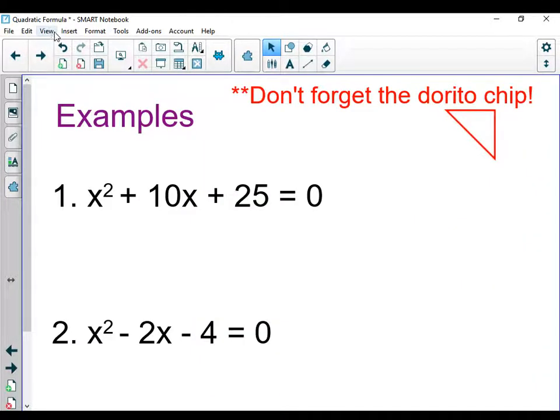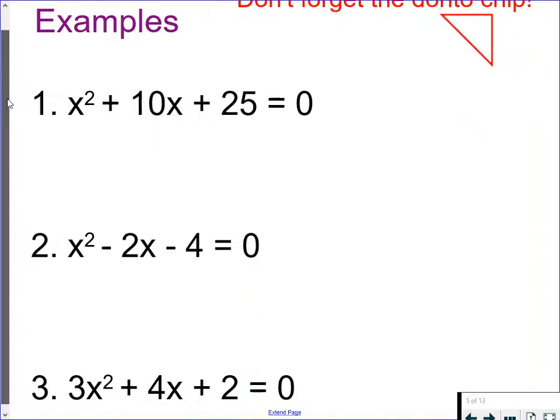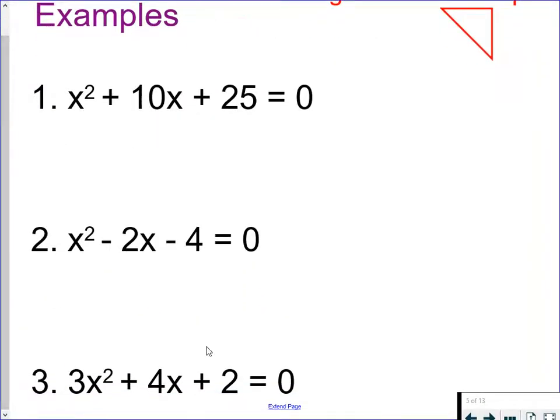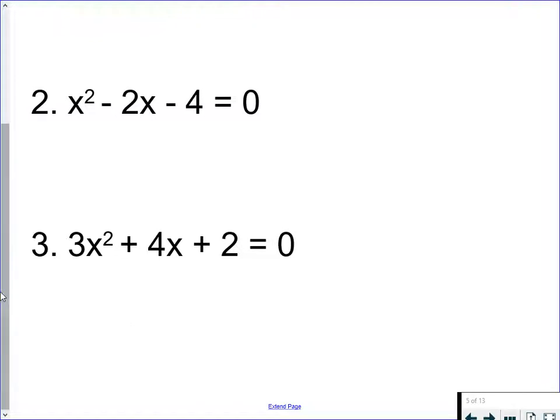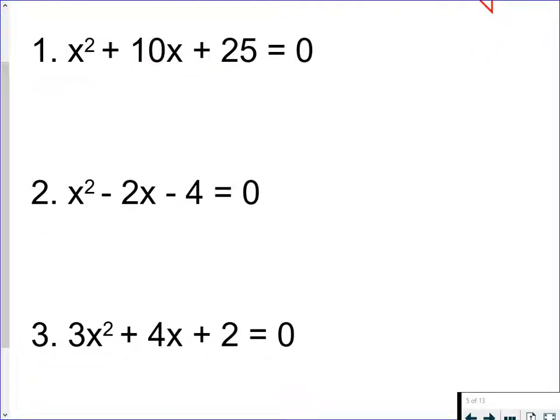Okay, so these 3 problems, hold on, let me change all this so y'all can see it. Try all 3 of these problems, and there's a reason why all 3 of these answers are different. And then after you finish all 3, see if you can figure out what makes them different.